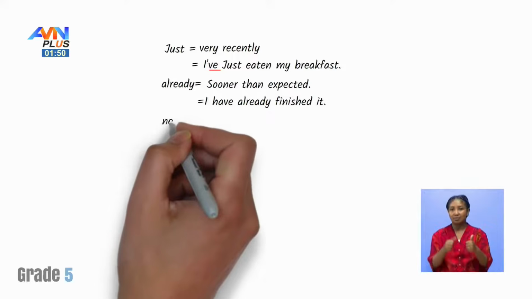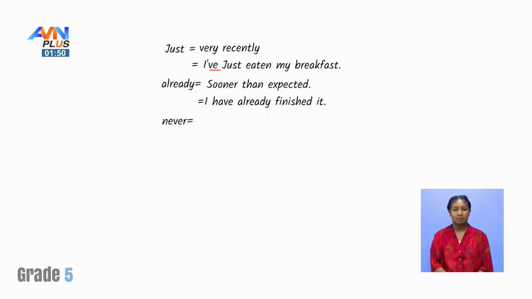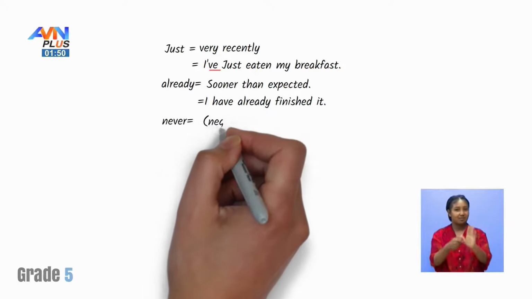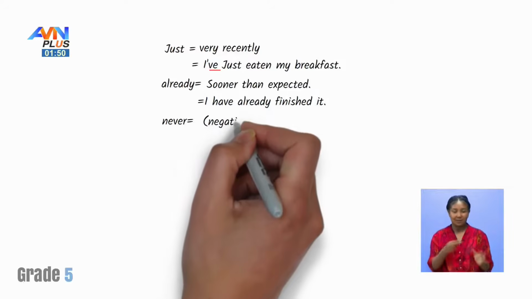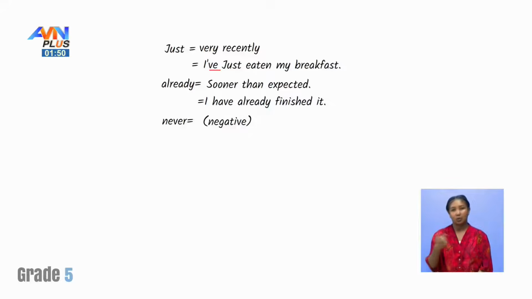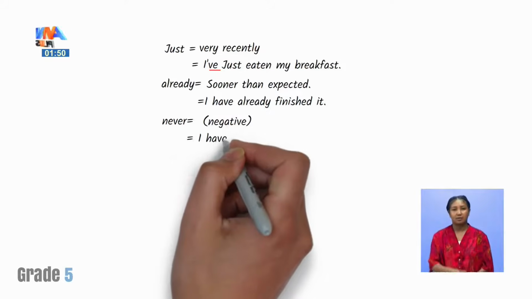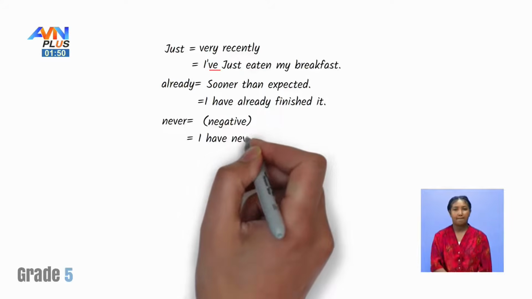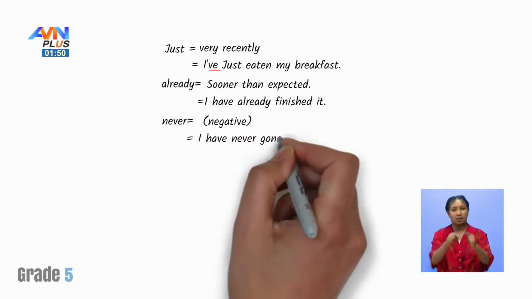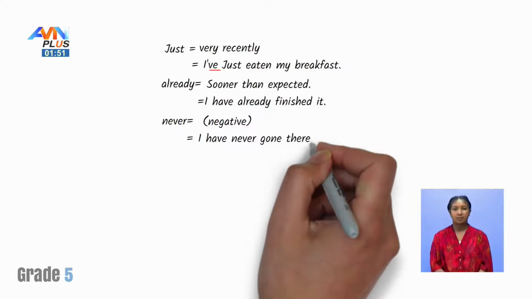Another point is here: never. Never shows what? Negative implication. It has negative implication. We can say, I have never gone there. It's a negative. I've never gone there. What about ever here?